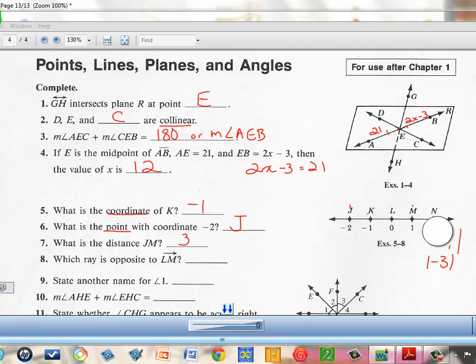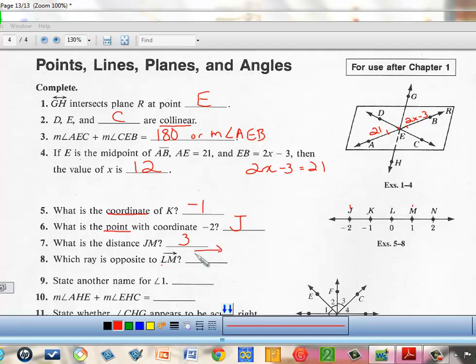All right, number 8, the opposite ray. Remember, opposite rays have the same endpoint but go in the opposite direction. So this has an endpoint of L, and so does the opposite ray. So if I go to L, LM was going to the right, the opposite ray would go to the left. So you may name this ray LK or ray LJ. Either one is perfectly okay.